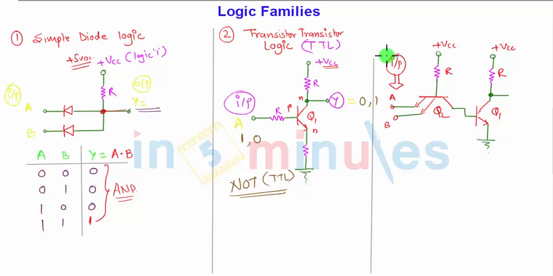Now what will happen? VCC supply is on. Here you can calculate the output Y. So here is the output section. So in the input section I have A, B, and in the output section Y, whose logic is yet to be determined. So let us see what happens here.